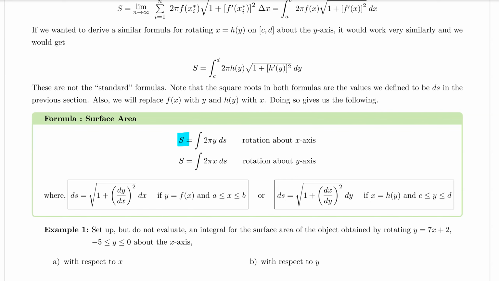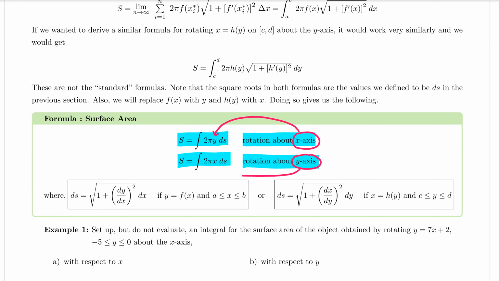So this is the surface area formula we would use if we're rotating about the x-axis, and then this is the surface area formula we would use if we were rotating about the y-axis. Now note, they're very similar formulas, and if we're rotating about the x-axis, then the opposite variable goes here. If we're rotating about the y-axis, then the opposite variable goes here.